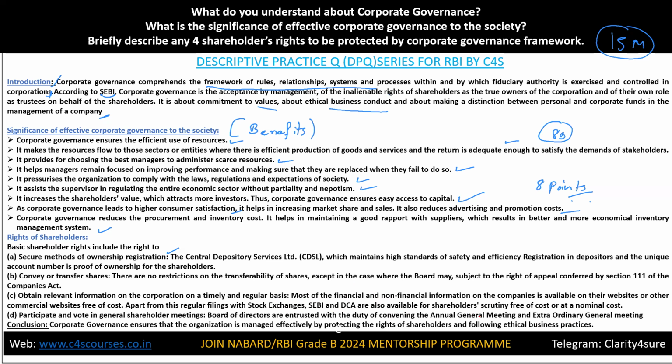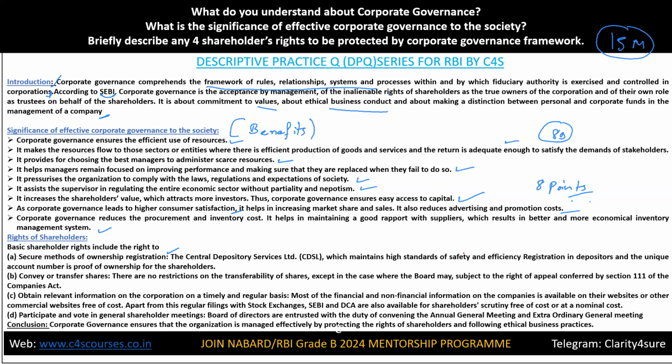Board of directors are entrusted with the duty of convening the annual general meeting and extraordinary general meeting. Clear, students? These are the 4 points. One is secure methods of ownership and registration, convey or transfer shares, obtain relevant information on the corporation on a timely and regular basis, participate and vote in general shareholders meetings.